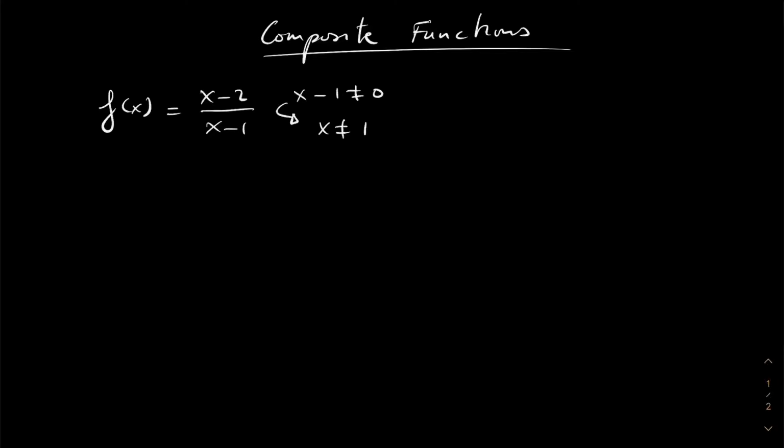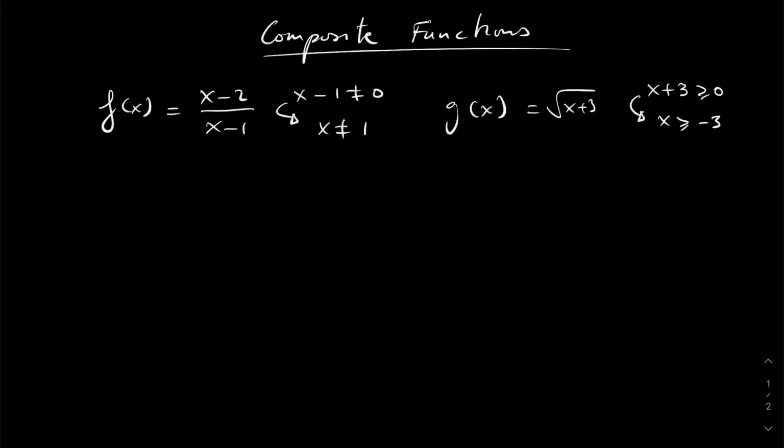Also, if I give you the function g of x equals the square root of x plus 3, since this is a radical function, you don't want anything under the radical to be negative. And so in this case, you would want x plus 3 to be bigger than or equal to 0, which means that you want x to be bigger than or equal to negative 3.